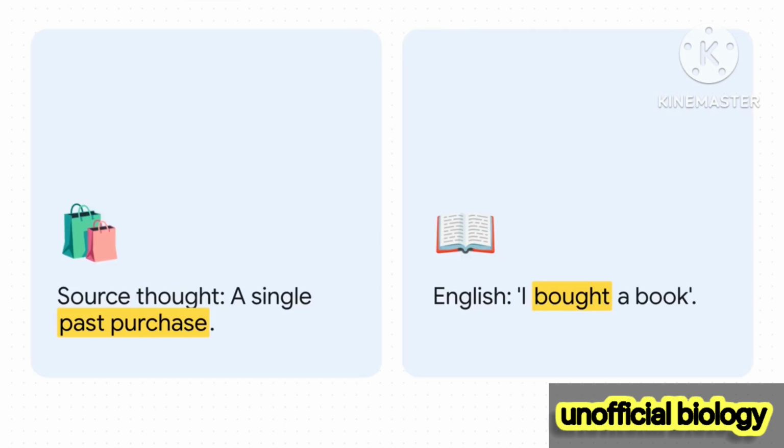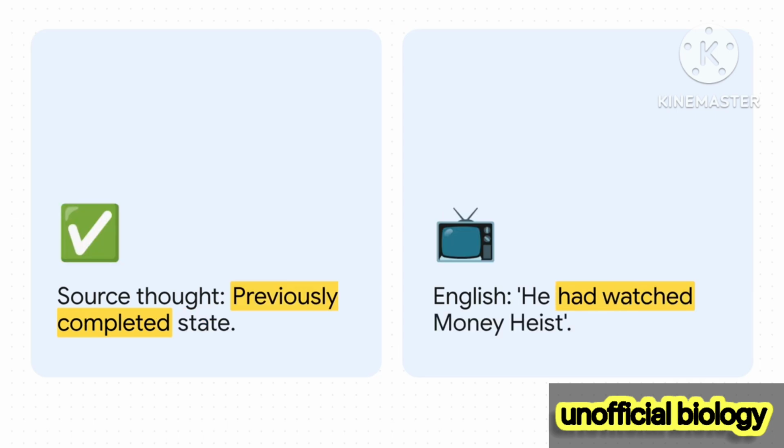Say you are talking about buying a book. Your native thought ends with a simple, finished past identifier. It happened, it's totally done. So we immediately apply the V2 rule. The base verb is buy, but since we need V2, we use bought. That gives us the perfect sentence: I bought a book.